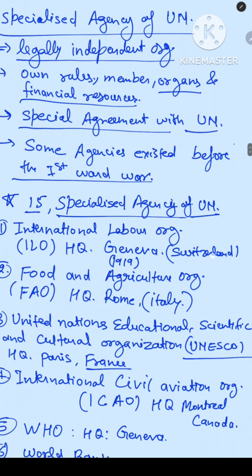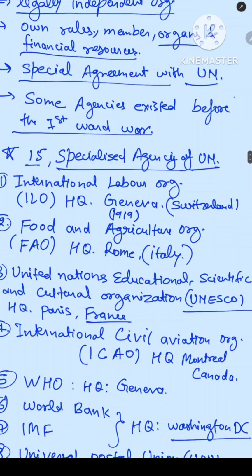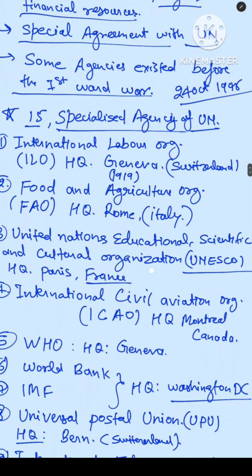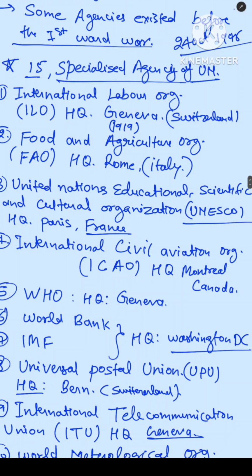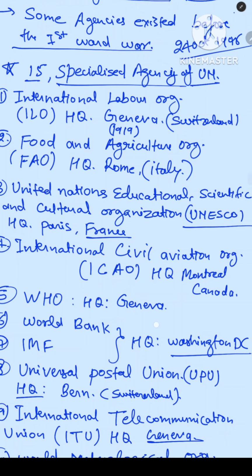I remember the United Nations came into existence on 24th October 1945, as I explained in my last video. That's why 24th October is also celebrated as United Nations Day. There are 15 specialized agencies of the United Nations. We will look at them one by one.